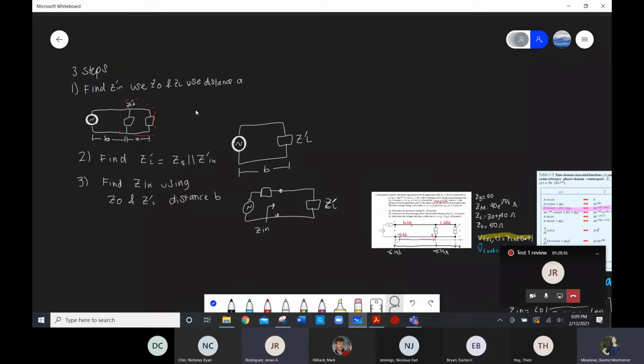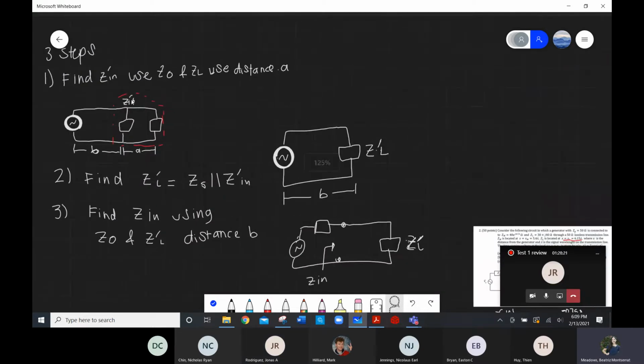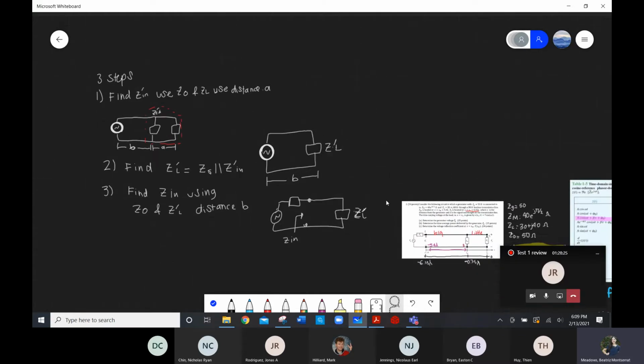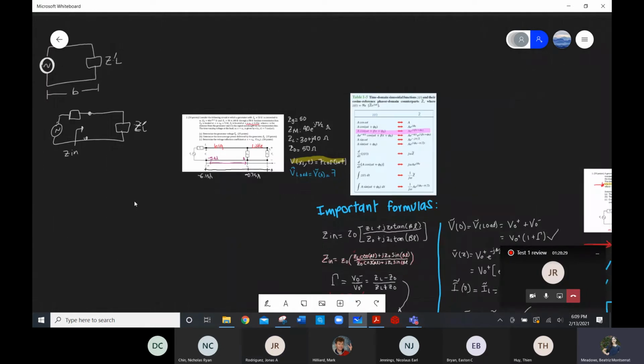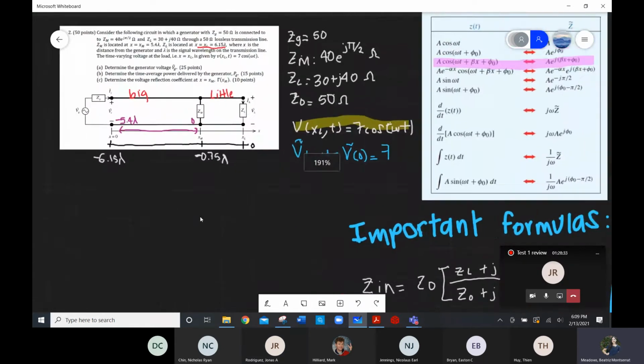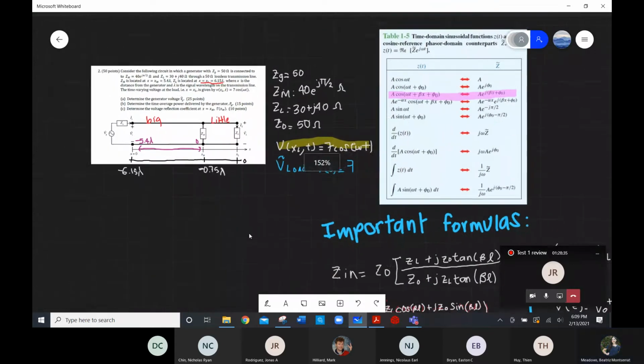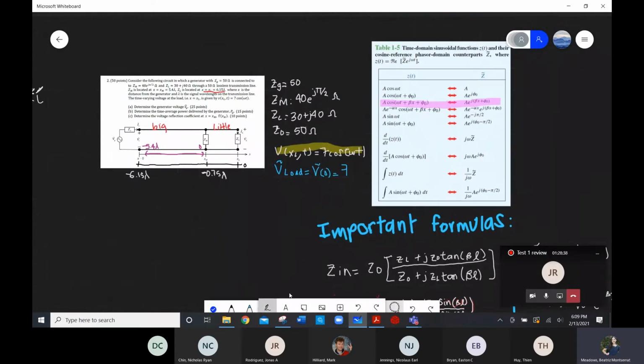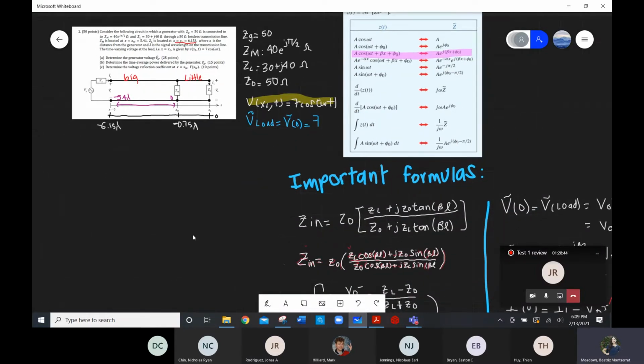Okay, so let's just see the first step. The first step is find Z in, right? We know the formula for Z in, and we know we're using the small distance. So I want everyone to be plugging in their calculators. Oh, but wait, can we even find Z in? Do we have ZL? Yes, we are given ZL, the load. What else do we need? Do we know L?